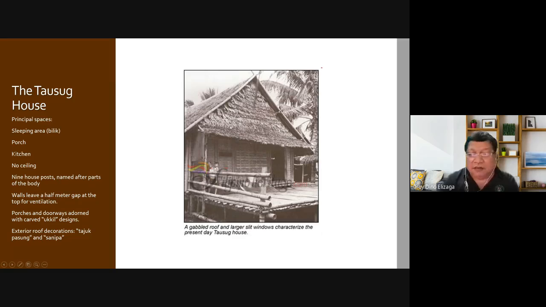I just realized after reviewing my slides that I was not able to find very good pictures of Muslim houses. But the principal parts of the house are the sleeping area, which they call bilik. They have a porch and a kitchen. There's no ceiling. There are always 9 house posts named after parts of the body. The walls leave a half-meter gap at the top for ventilation, and the porches and doorways are adorned with carved ukil designs. And finally, exterior roof decorations have the tajuk pasong and sanipa, which we will see later on.